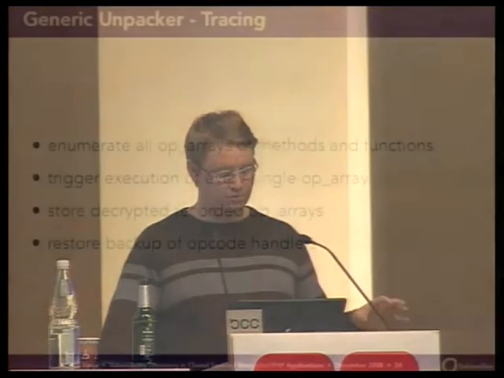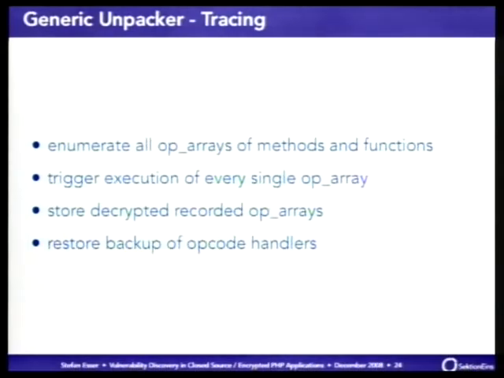The next thing is I back up the original table into some of my own memory, and then I replace it with recording handlers. These recording handlers just record the decrypted operands. The moment the opcode handler is called, it gets called with the operands already decrypted by the cryptors. So I just record what I see: I was called as a recording handler for opcode 5, and this is operand 1, this is operand 2, and these are the other operands or special flags. Then I continue with the next opcode line, and I repeat this through all op arrays, all methods, all functions, triggering the execution of every bit of PHP code I see in the encrypted file. I store the decrypted op arrays in some memory place, or later dump them to disk.